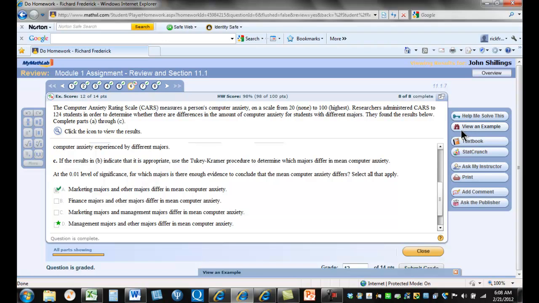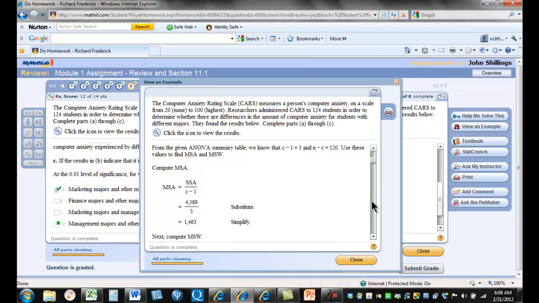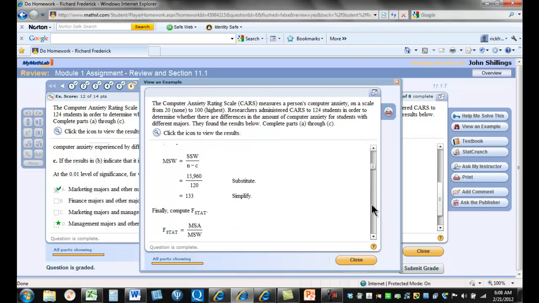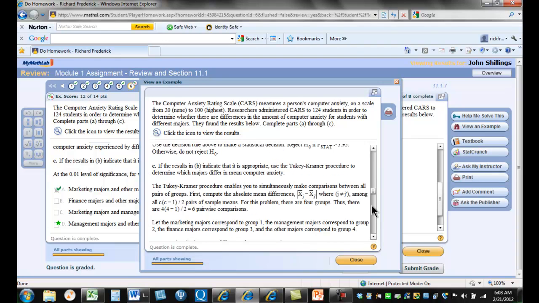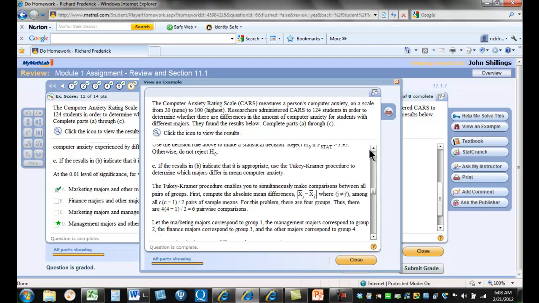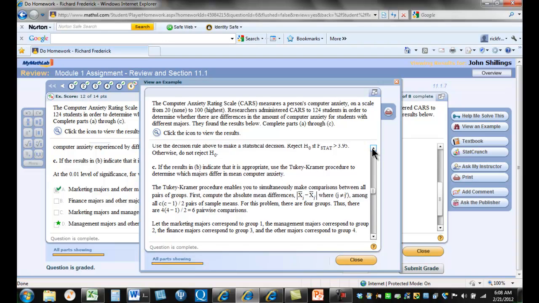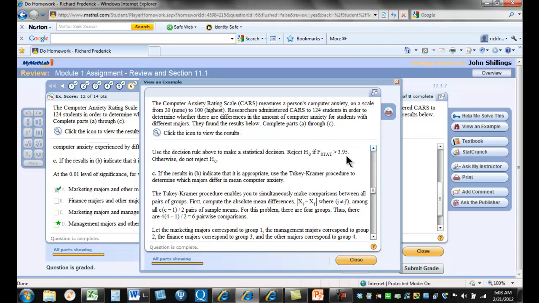Now let's just view an example of this problem. I'm not going to show you this actual problem, but here we go. Here's the example, and it just takes you step by step through the problems. And the first thing you're going to do is compute the mean square for within groups. And we have to decide if we reject the null hypothesis. So our critical F, here it is. Our critical F is 3.95, our F is 8. We're going to reject the null hypothesis.